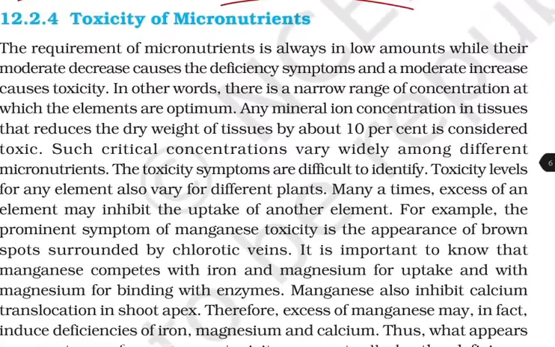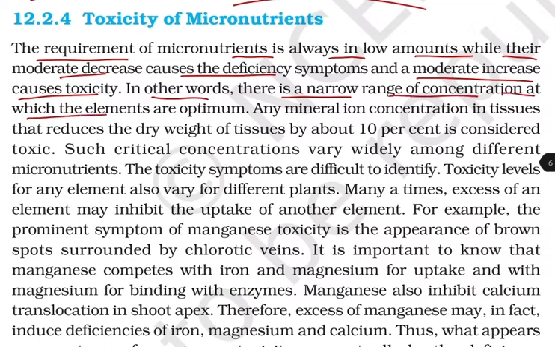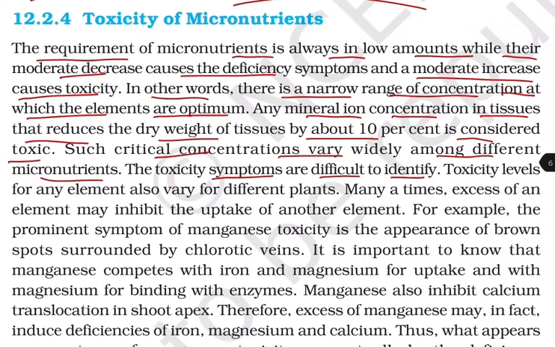Toxicity of the micronutrients. The requirement of micronutrients is always in a low amount, while their moderate decrease causes deficiency symptoms and a moderate increase causes toxicity. In other words, there is a narrow range of concentration at which the elements are optimum. Any mineral ion concentration in the tissues that reduces the dry weight of tissue by about 10% is considered toxic. Such critical concentrations vary widely among the different micronutrients. The toxicity symptoms are difficult to identify. Toxicity levels for any element also vary for different plants.